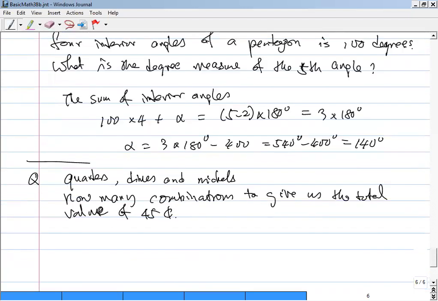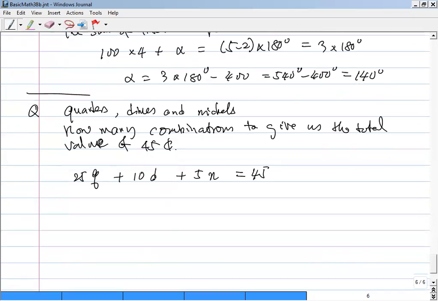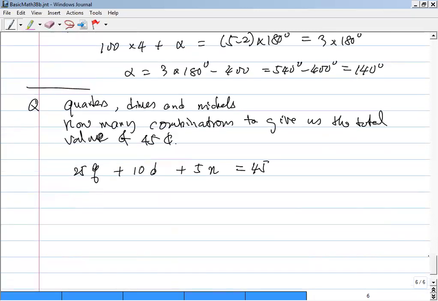Okay. So the idea is that the number of quarters will be Q. Q will be 25 cents, and then dimes is 10D, and nickels will be 5N. That's supposed to equal 45. So this is only one single equation with 3 unknowns, but the 3 unknowns are all integers.